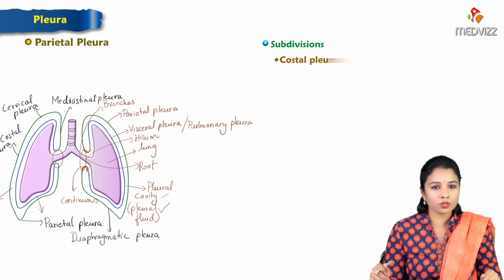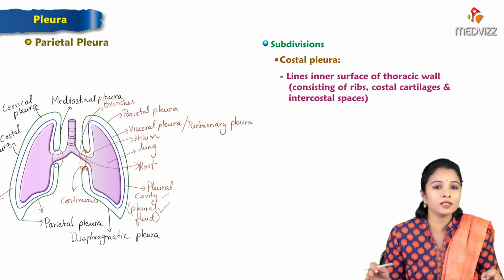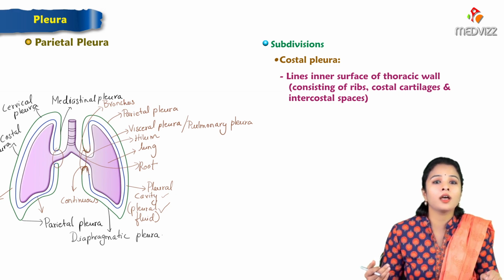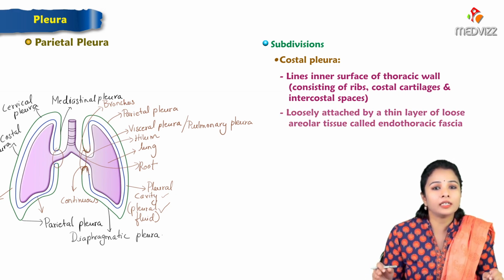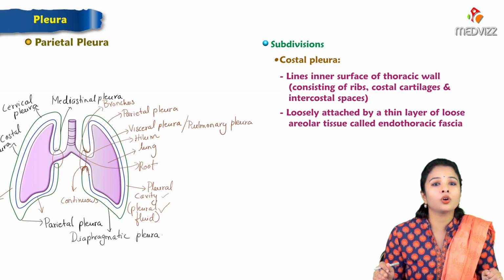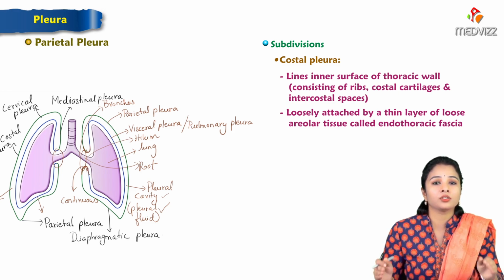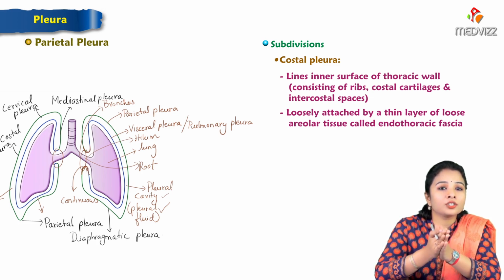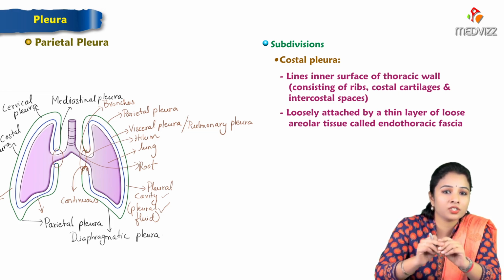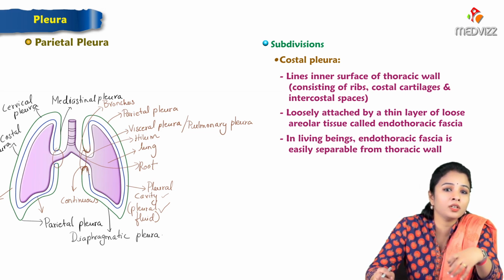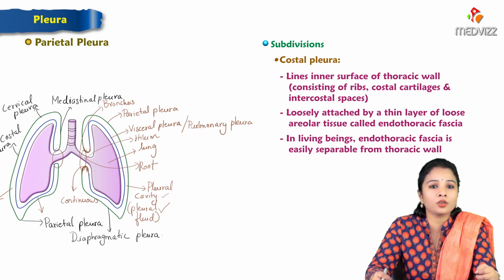So talking about the costal pleura first, it lines the inner surface of the thoracic wall. The thoracic wall consists of ribs, costal cartilages and intercostal spaces, to which it is loosely attached by a thin layer of loose areolar tissue called as endothoracic fascia. So the gap between the parietal pleura and the thoracic wall consists of a loose areolar tissue which is called as endothoracic fascia. So in living beings, the endothoracic fascia is easily separable from the thoracic wall. So that is about the costal pleura.